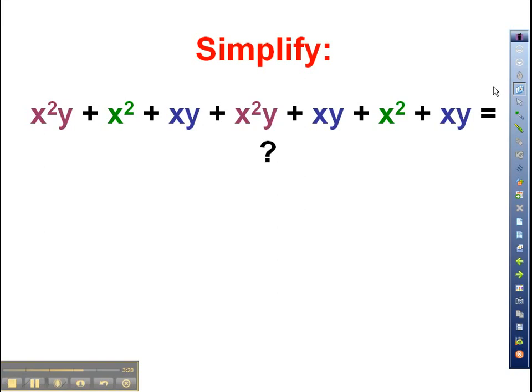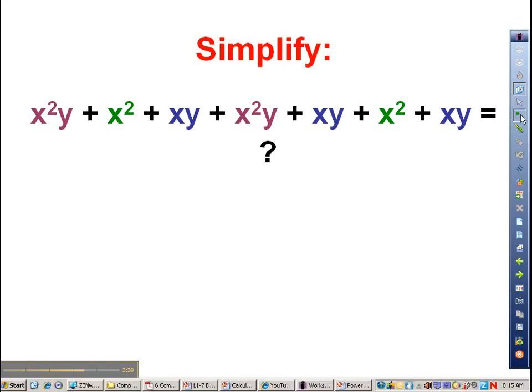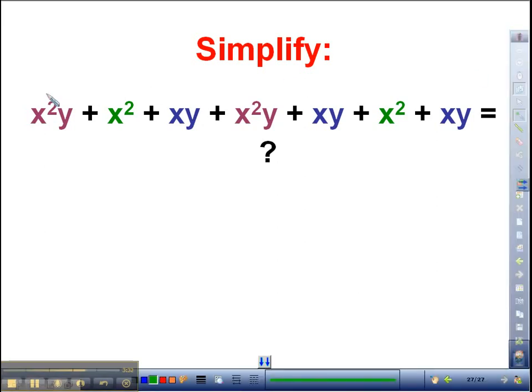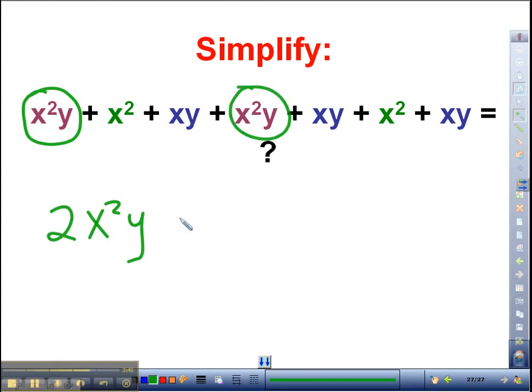Okay, try this one. I've put all the colors of like terms together. X squared y is different than an x squared, which is different than an xy. So how many of these x squared y guys do we have? We have 2 of those. Plus, how many x squareds do we have? Well, let's go through and pick them out. We've got 2 of those.